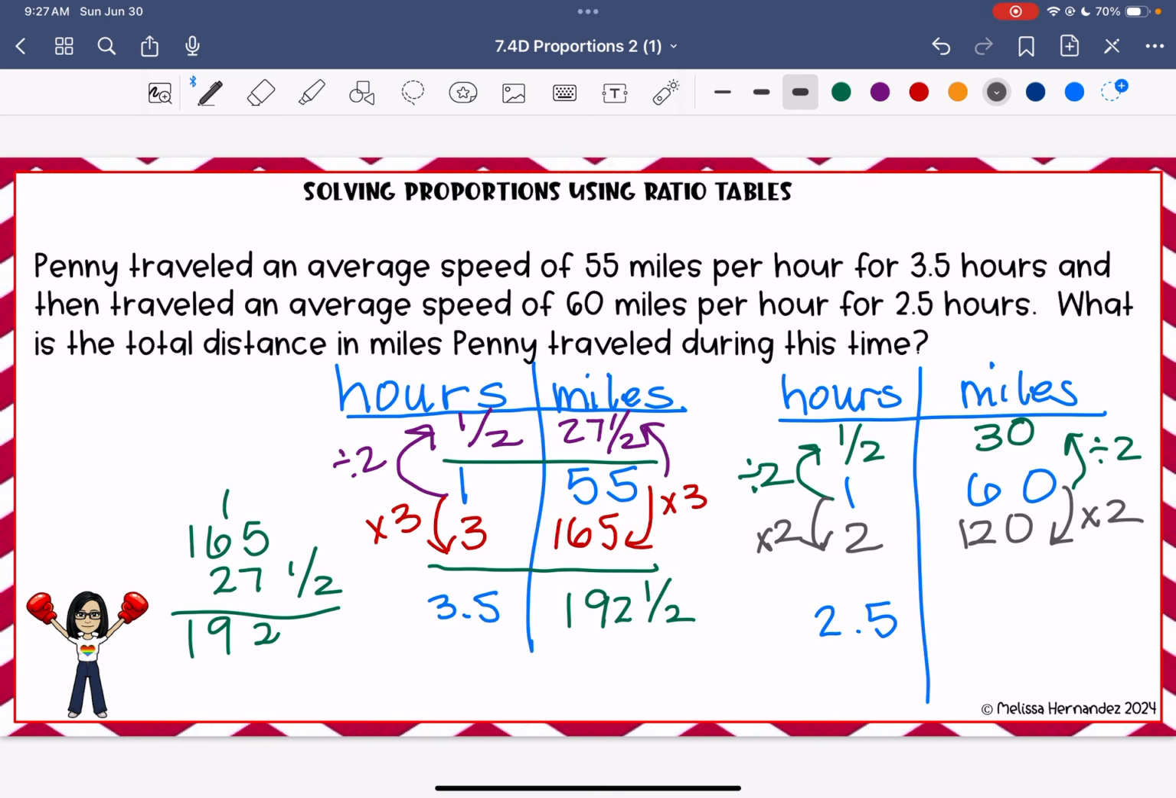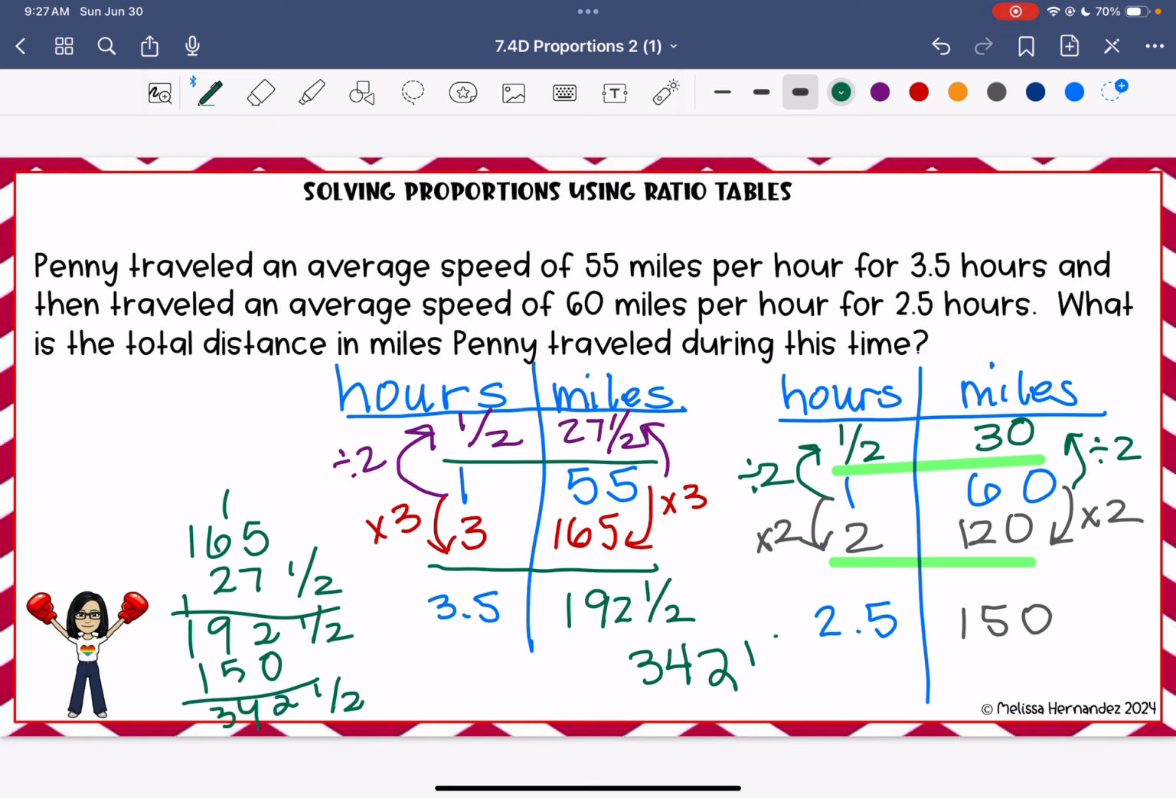So for the 2.5, I would have to add the 120 plus the 30, because this is your half, and then that's your 2, but I want 2.5. So that would be 150. Now I'm still not done. I have to add both of those together. Oh, I forgot to bring down that half. Add the 150, bring down that half, because I didn't do it before. So my final answer for the total distance is 342.5 miles.